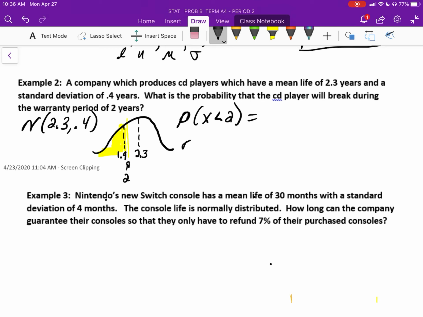So that means my lower limit. Now again, we have to talk about lower limits. In statistics, usually the lower limit is infinity, but in real life, what's the shortest amount of time that your CD player will last till it breaks? Well, we would say 0, right? You get it, you turn it on, it's broken. And then it can go all the way up to 2 years. So that's good enough for this example. And then our mean is 2.3 and our standard deviation is 0.4. So again, this is the lower, the upper, the mean, and the standard deviation.